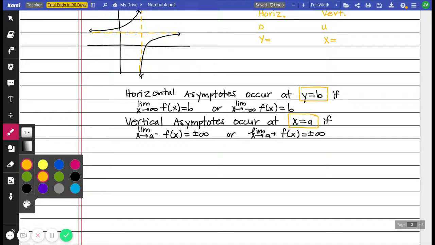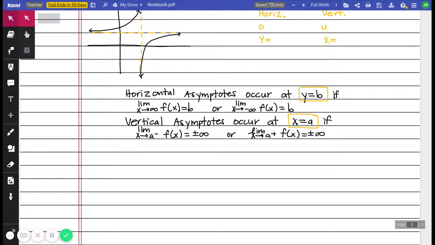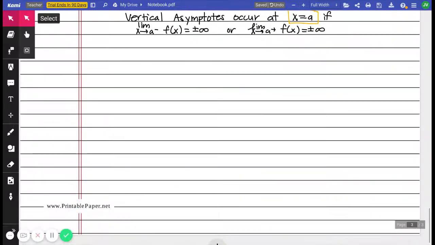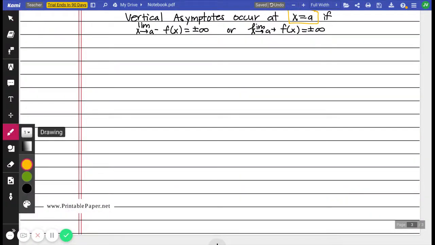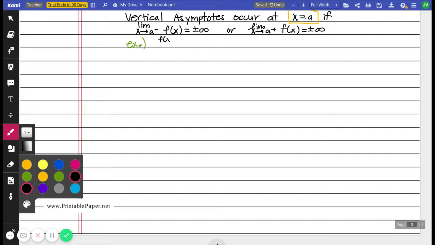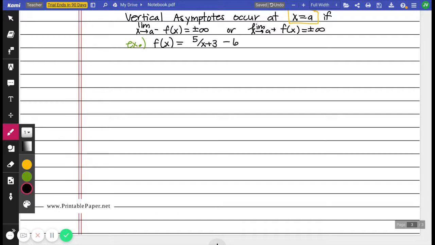My favorite way to find asymptotes is to look at the graph, right? So if you're looking at your graph, you should be able to see asymptotes based on what the graph is doing. Really quickly though, let's do a quick example. F of x, let's make that a little bit bigger. Our function f of x in this case is 5 over x plus 3, minus 6.